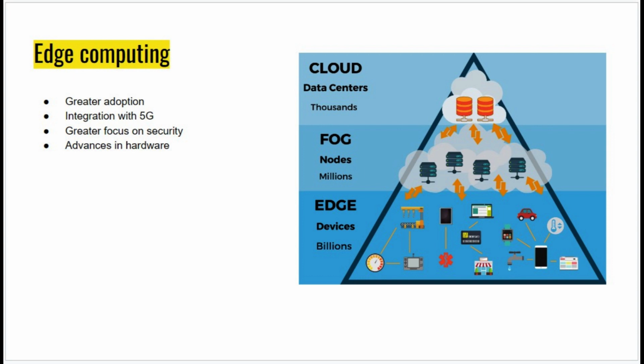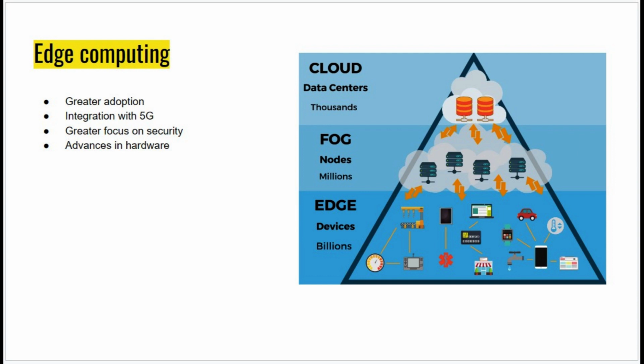First, let's talk about greater adoption. As the Internet of Things continues to grow, more devices are generating and processing data at the edge. Industries like manufacturing, healthcare, and transportation are already leveraging edge computing to optimize their operations. We can expect to see more sectors joining the fray as the benefits of edge computing become increasingly evident.